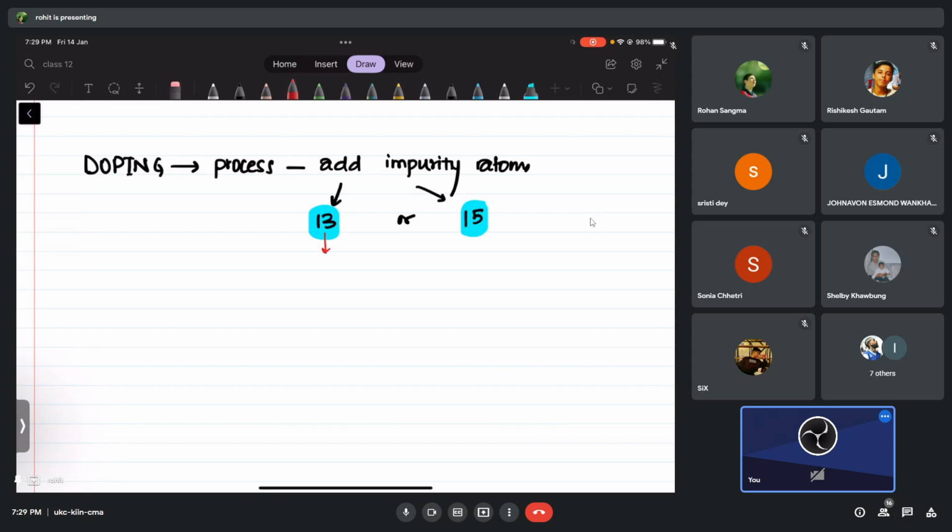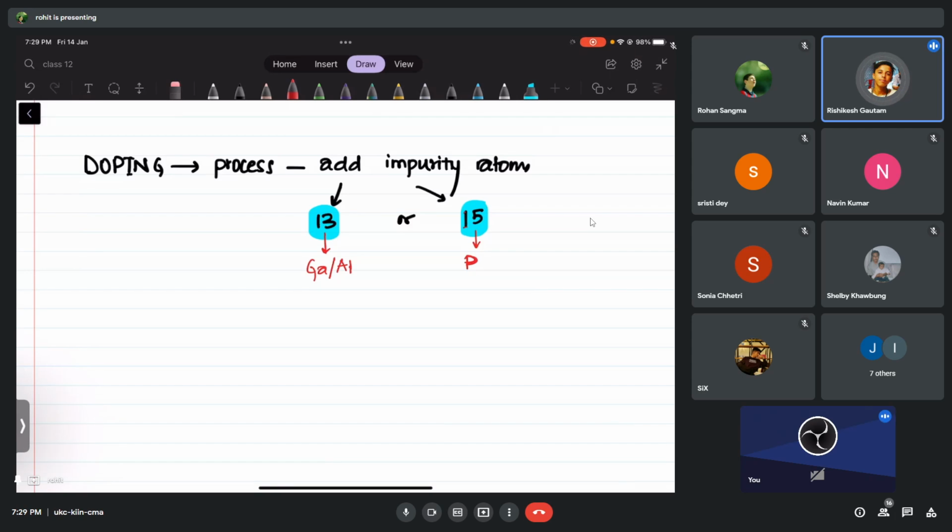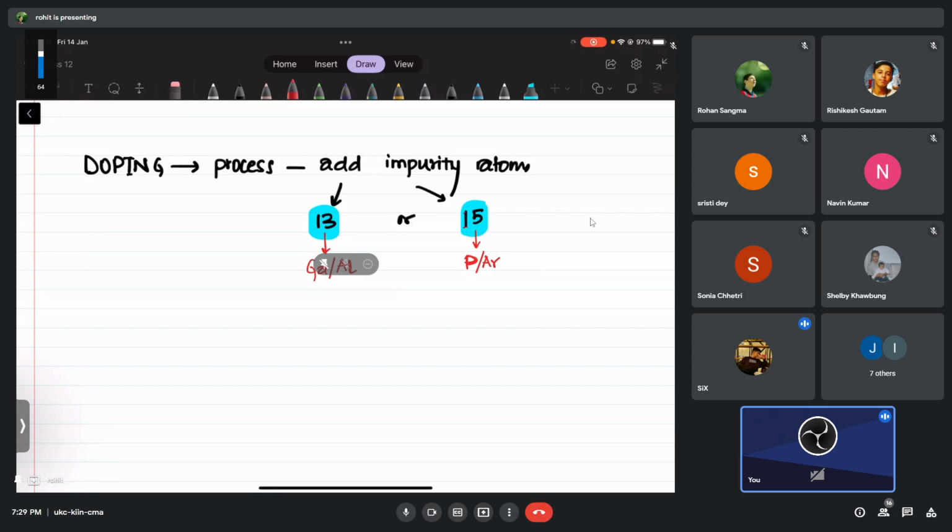For example, group 13 is gallium. Group 15 atom is what? Potassium, right? Okay, aluminum is also there. Then group 15, anybody who can tell me? I have only potassium right now. Nitrogen. Arsenic. Arsenic is there. Antimony. Sorry, I didn't hear you.